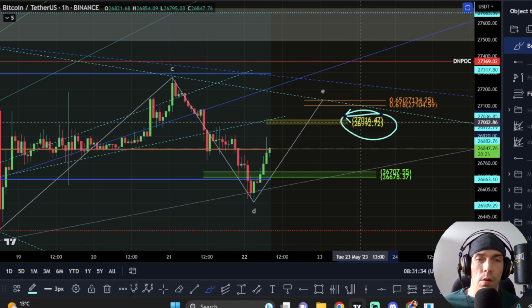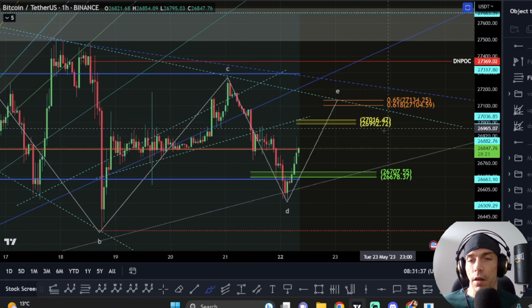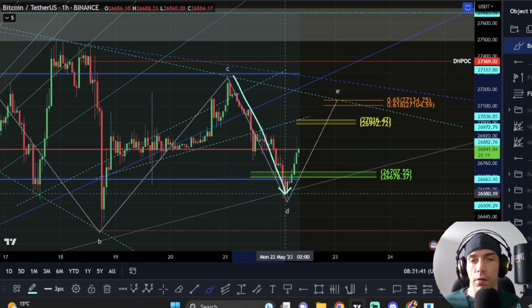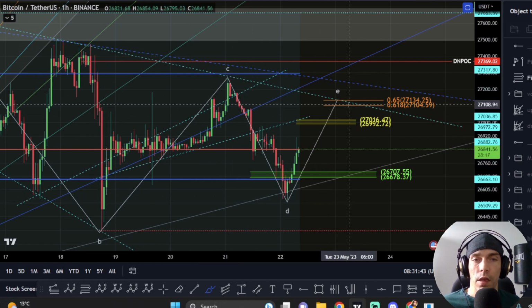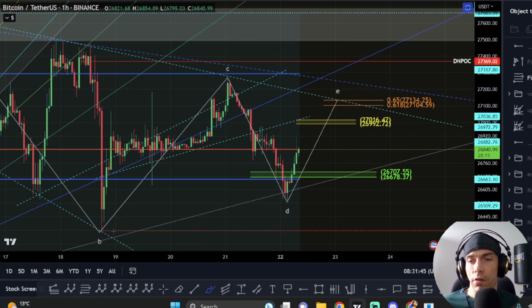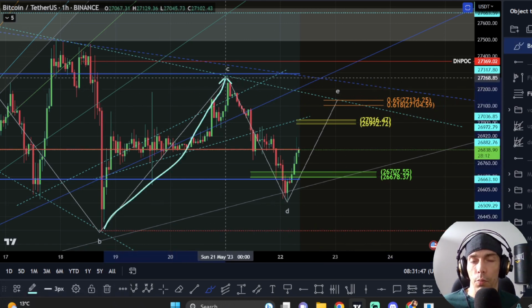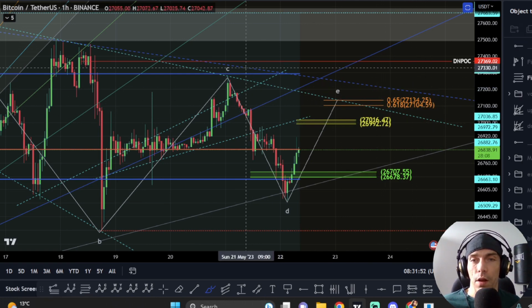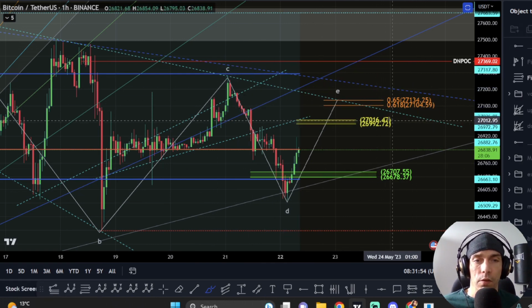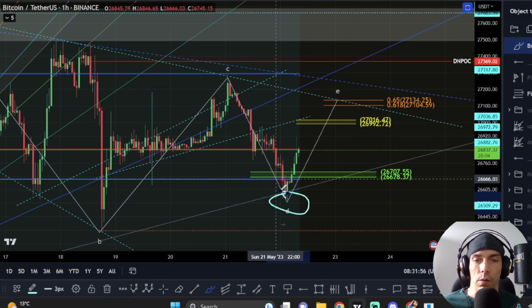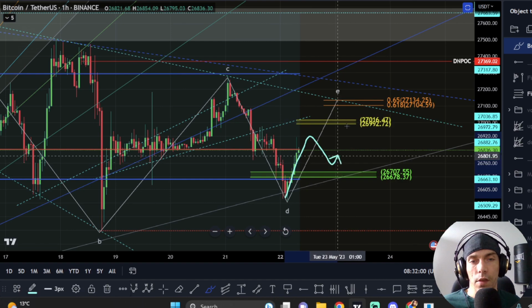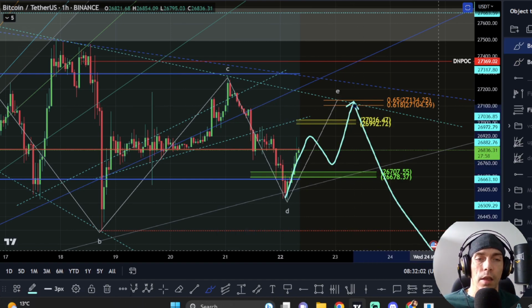This 27,016 to this 26,992 is actually a 0.618 of the previous D wave here. Now, this orange area here is actually a 0.618 of the previous C wave. So this little area here is going to be in relation to the C wave, and then this yellow area here is in relation to this D wave.